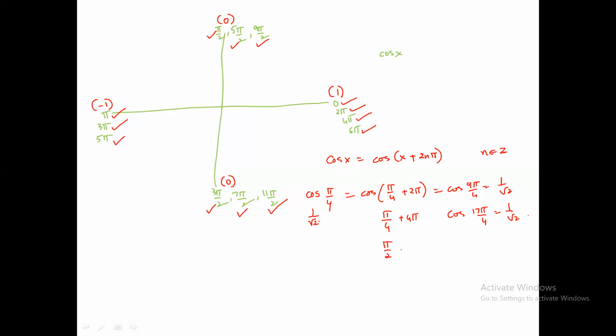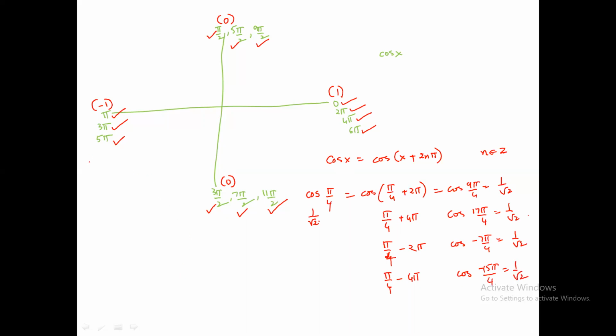From pi by 4, you subtract 2 pi. That means cos minus 7 pi by 4 also will be 1 by root 2. From pi by 4, you subtract 4 pi. That means cos minus 15 pi by 4 also will be 1 by root 2.